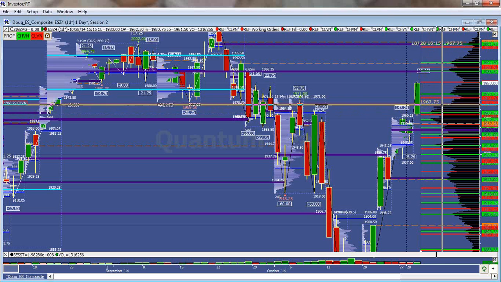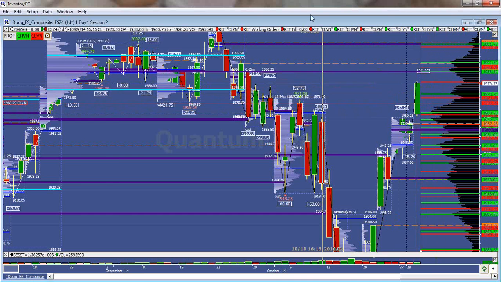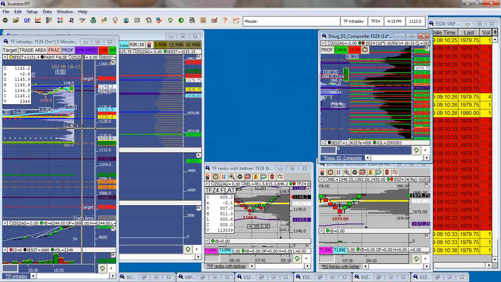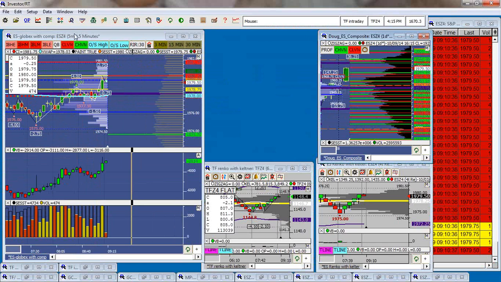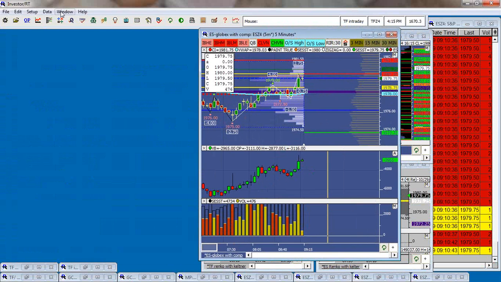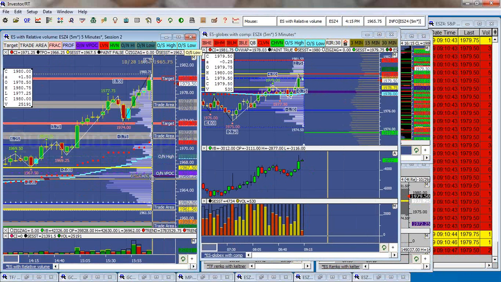Below 80, I'd be looking for a rotation back to test the 50% retracement of the significant breakout candle. That will be, I need this chart over here. That will be down here at the 1970.50.